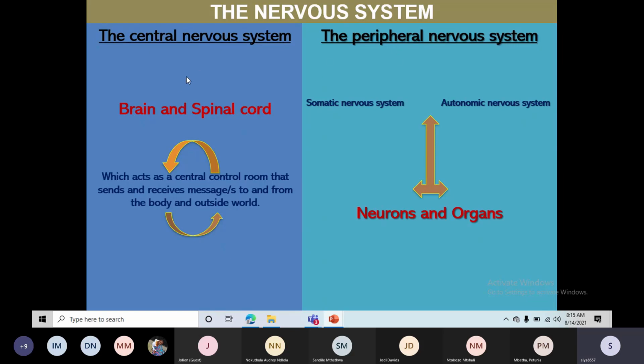So what happens in the central nervous system? The central nervous system consists of the brain and the spinal cord. As you can see, the brain is connected to the spinal cord. What is the function of the brain and the spinal cord in our central nervous system? They act as a central control room that sends and receives messages to and from the body and the outside.